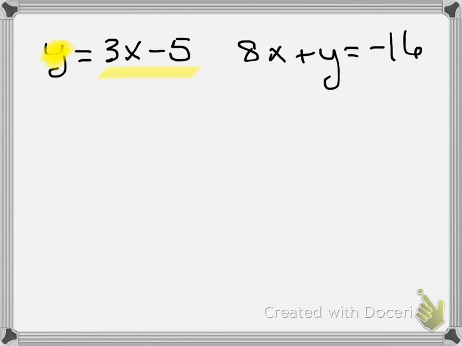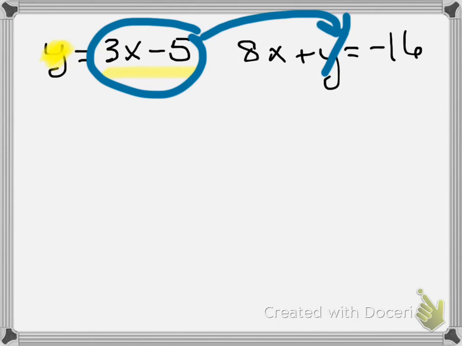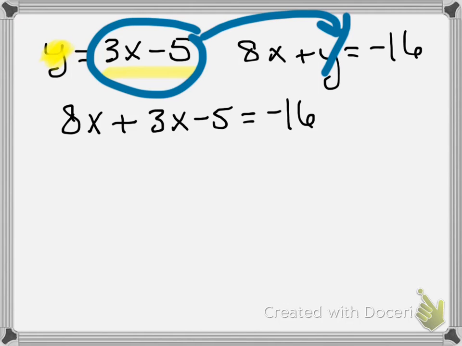Step 2 is to substitute the expression that we have, the 3x minus 5, into our second equation, and that's going to replace the variable that we solved for. So we're taking out the y and replacing it with 3x minus 5. I'm going to rewrite my second equation so we can clearly see what's happening. So we have 8x plus, now instead of the y, I'm replacing it with 3x minus 5, and that's equal to negative 16.